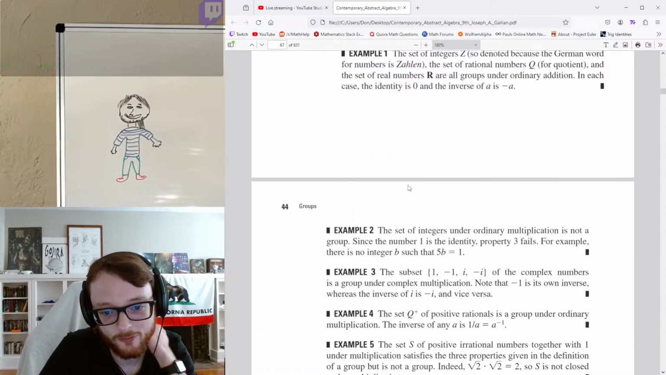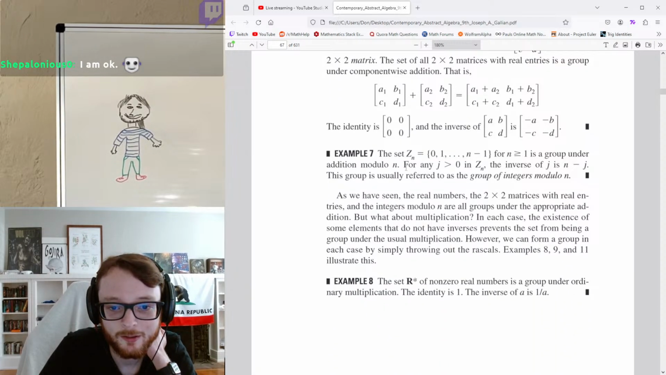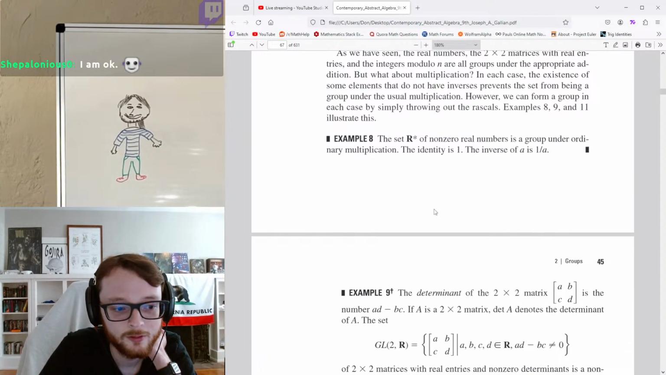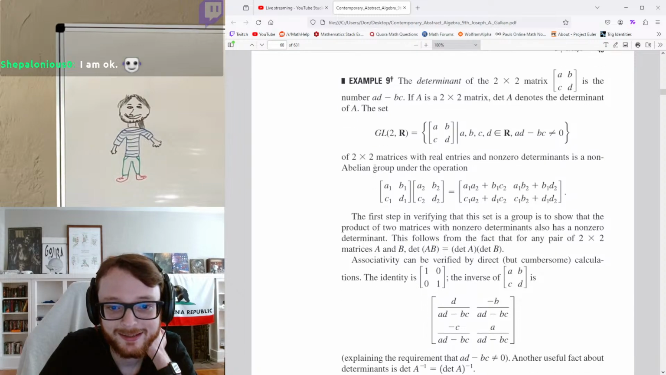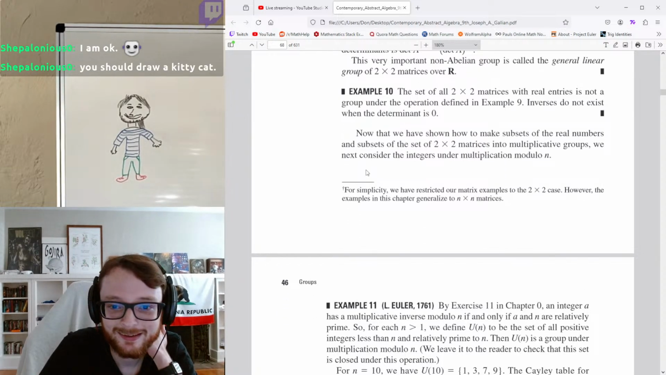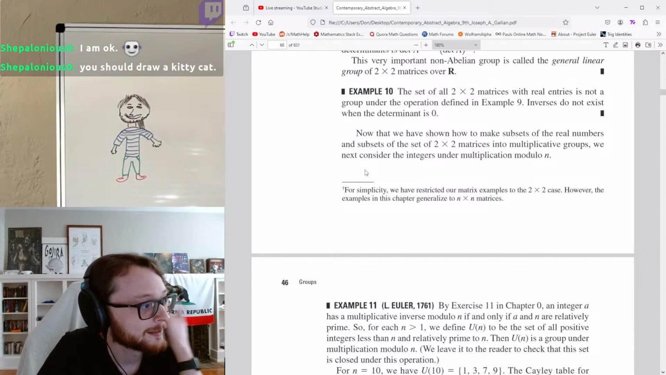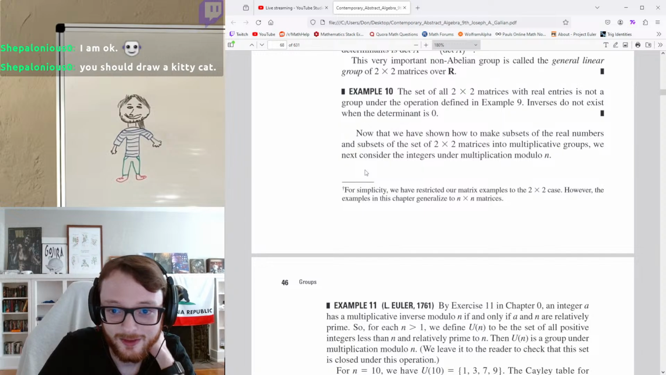I think that's an example. Let's see. You're okay? That's good to hear. Better than not being okay. That's for addition. I should draw a kitty cat. Let me see if I can find what this is asking, and then we can draw a kitty cat. You know, I can give Bob a kitty cat.